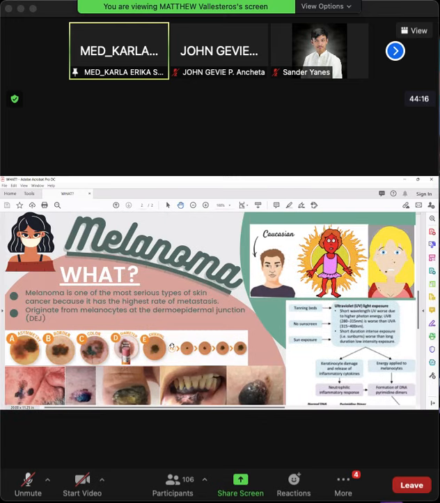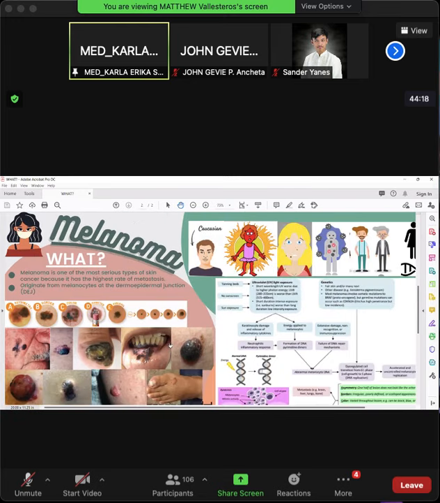So what is melanoma? Melanoma is one of the most serious types of skin cancer because it has the highest rate of metastasis. Except in the setting of giant congenital nevi, melanomas typically originate from melanocytes at the dermo-epidermal junction, or the DEJ. Remember that almost half will develop in pre-existing nevi, but the rest will develop on previously normal appearing skin.